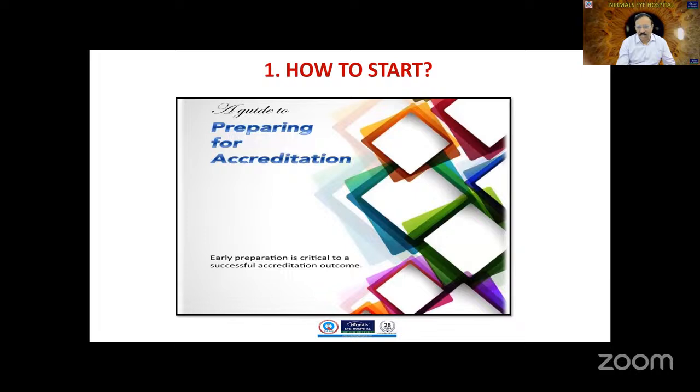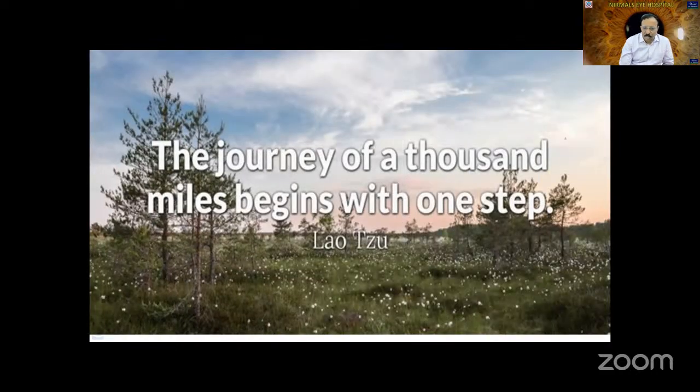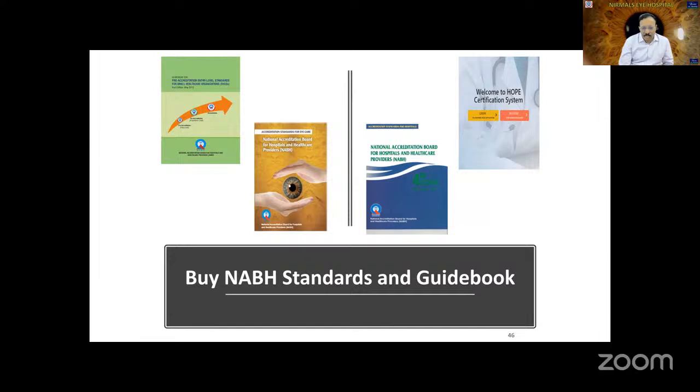So how to start, when to start, where to start, this is a question. So I just put across this in easy steps, right? You need to start at some point of time. The journey of 1,000 miles begins with one step, and you need to buy the standards book and guidebook. Actually, you don't even need to buy, because the main standard is available free for download.